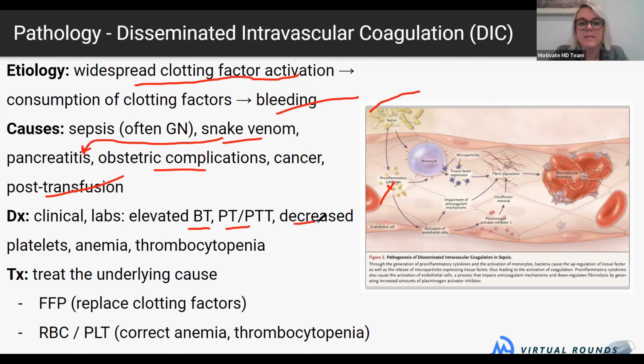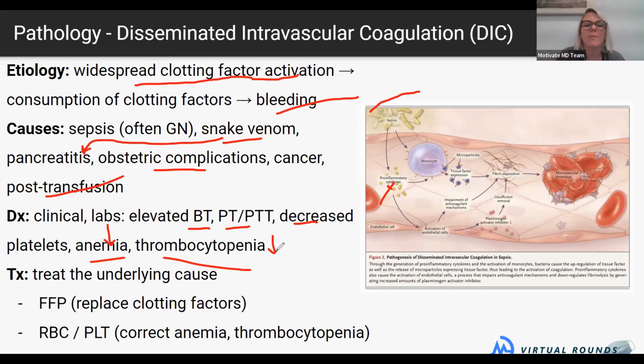We see decreased platelets because they're being consumed into these microthrombi. We see anemia and thrombocytopenia, so low red blood cells and low platelets. So what's the treatment of this? Treat the underlying cause. We can give fresh frozen plasma, which essentially replaces clotting factors. And when we give red blood cells and platelets, this replaces red blood cells and platelets, so it corrects the anemia and the thrombocytopenia.